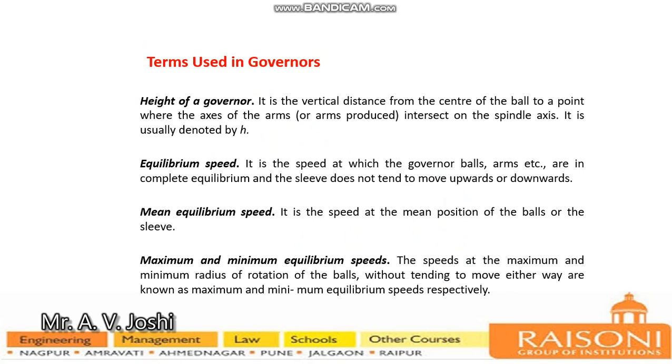Next one is mean equilibrium speed. It is the speed at the mean position of the balls or the sleeve. And the last one is maximum and minimum equilibrium speeds. The speeds at the maximum and the minimum radius of rotation of the balls, without tending to move either way, are known as maximum and minimum equilibrium speeds respectively.